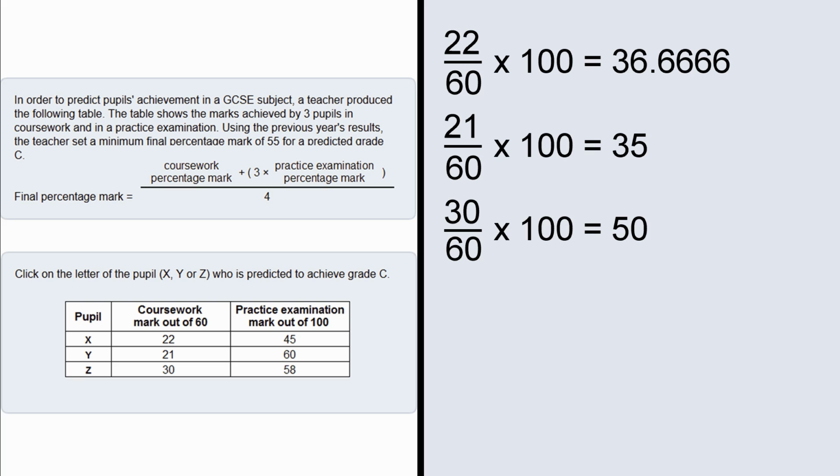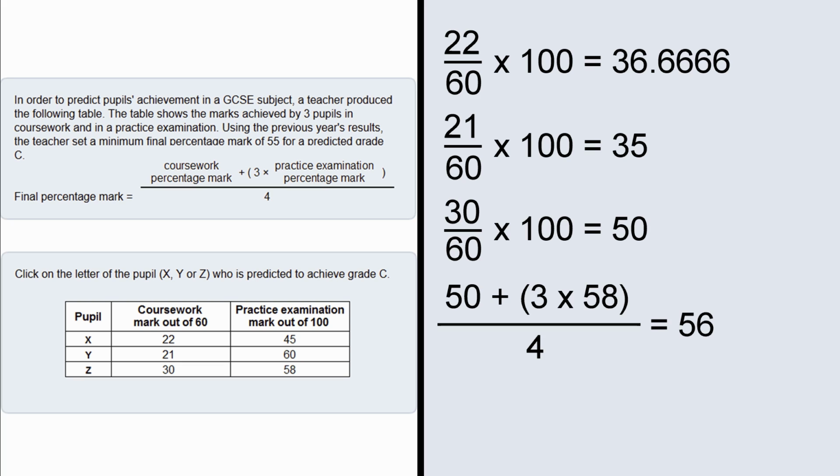So with pupil Z we have a coursework percentage mark of 50, and a practice examination percentage mark of 58. So the formula is going to give us 50 plus 3 lots of 58, all divided by 4, which gives us 56, which is bigger than 55, so this is a grade C. So the answer to this question is pupil Z.